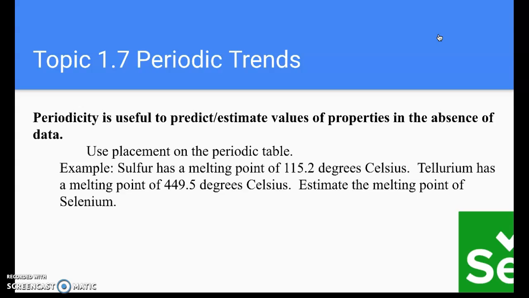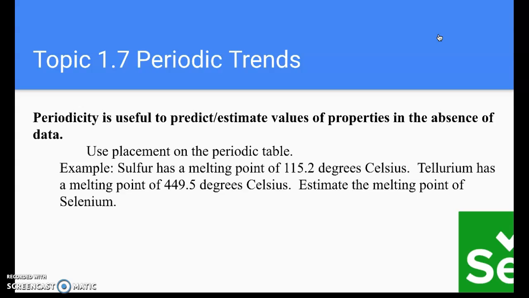Right, and then another thing with periodic trends, we can use periodicity. Periodicity just means placement on the periodic table, really. So we can use that to predict values of properties in the absence of data. So if we're not sure about some property, it could be like melting point or boiling point or density or really any physical or chemical property, we can use the periodic table as a way to make estimations. Okay? So with this, we just use the placement on the periodic table.